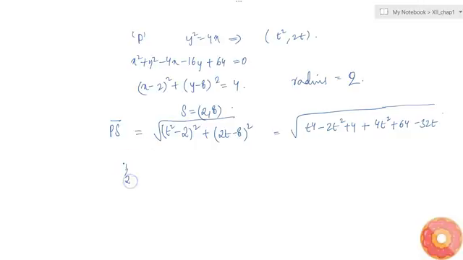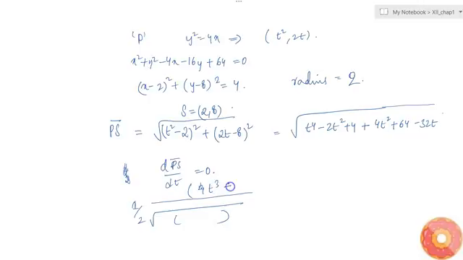So that means d of PS by dt must be equal to 0. Then we get half into square root of this whole thing into the derivative of this thing, which is 4t cube minus 4t square plus 4t square plus 4t minus 32 is equal to 0. That means 4t cube plus 4t minus 32 is equal to 0.